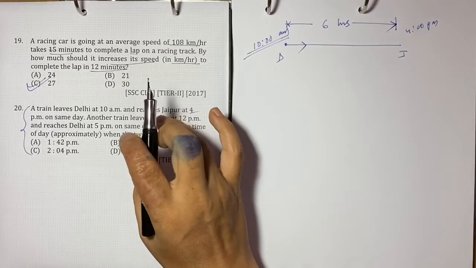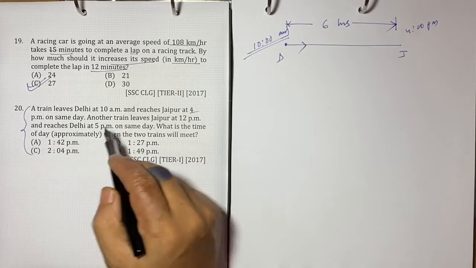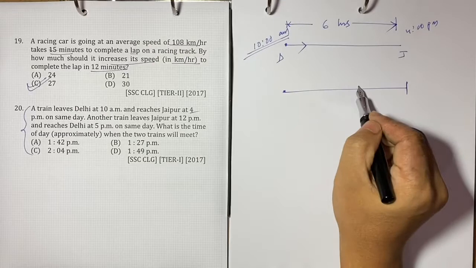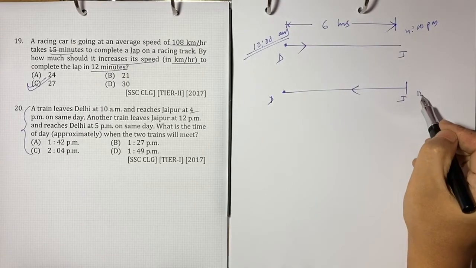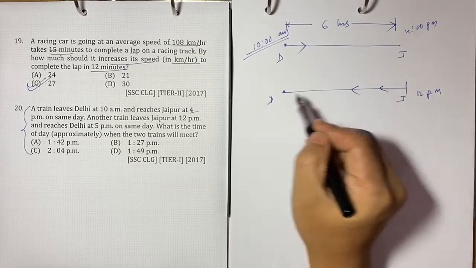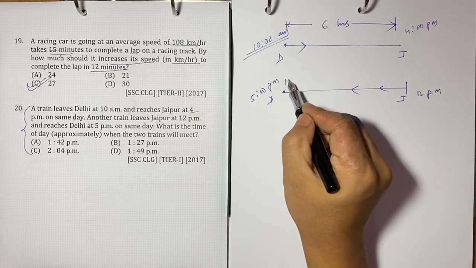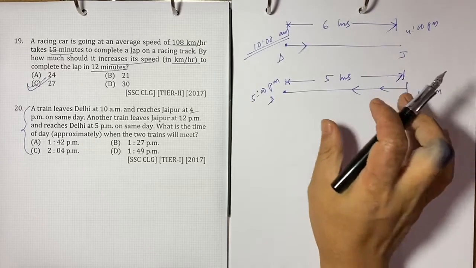Now the other train leaves Jaipur at 12 p.m. and reaches Delhi at 5 p.m. It covers the same distance, from Jaipur to Delhi. It starts at 12 p.m. and arrives at 5 p.m., so the journey is 5 hours. Let us take the total distance.